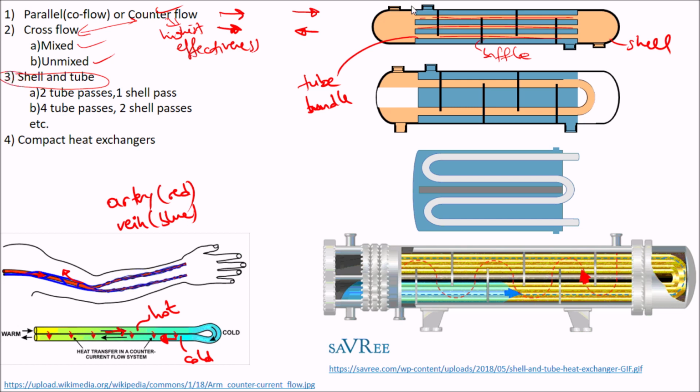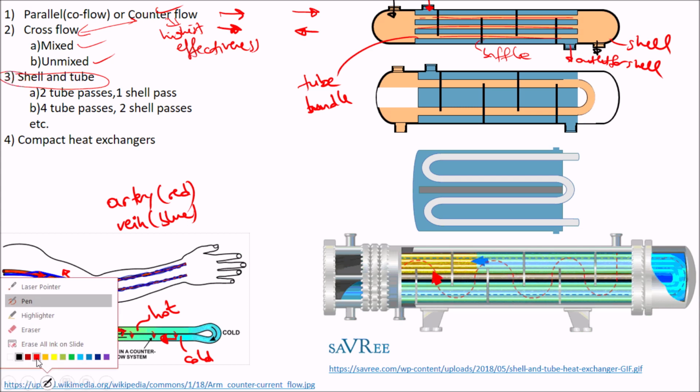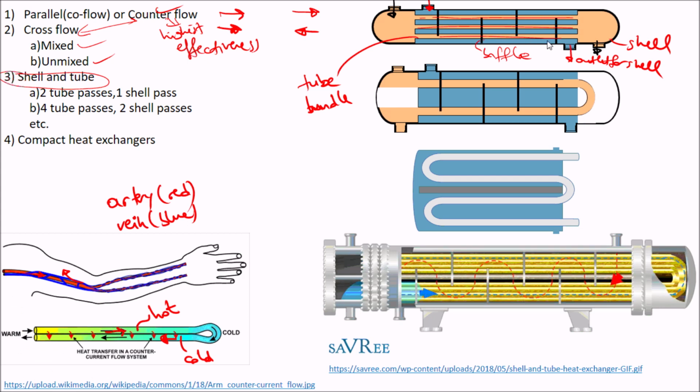So what happens is that if this one is the inlet of the shell part, and this one is the outlet for the shell. And the other one is the inlet for the tube, and this one is the outlet for the tube. What happens is that the shell-side fluid, due to the addition of the baffles, moves in this manner.